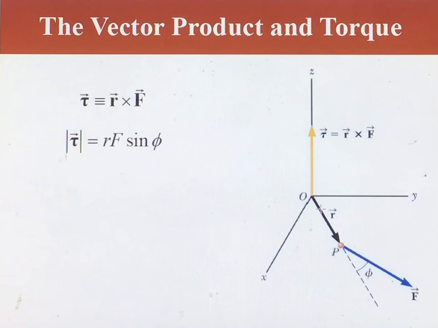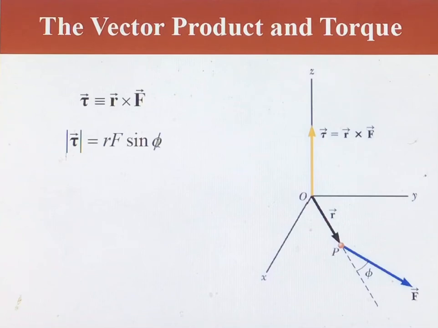Because my displacement vector is in the xy plane and my force is also in the xy plane, then when I calculate the cross product of the displacement vector and the force vector, I get a vector that is at 90 degrees with respect to the xy plane. It means that it's pointing in the z direction. Now the magnitude of the torque is just given by the magnitude of the displacement vector times the magnitude of the force times the sine of the angle between the displacement vector and the force vector.